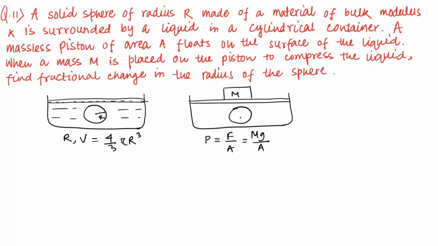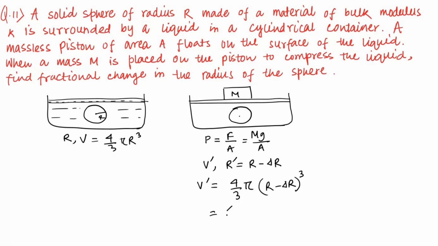So now we can say that the volume of this solid sphere is reduced, and whenever the volume of that solid sphere is reduced, the radius is reduced as well. So suppose the new volume is v dash, and the new radius is r dash, which is r minus delta r. So v dash would be 4/3 pi (r minus delta r) cube, right?